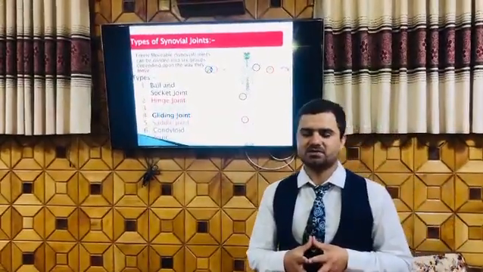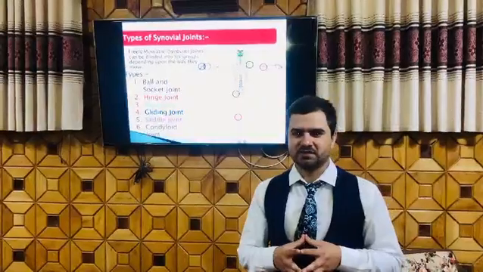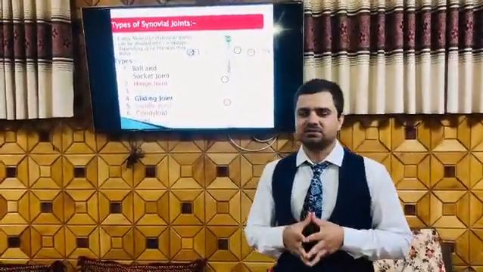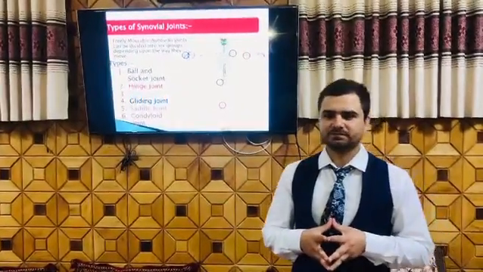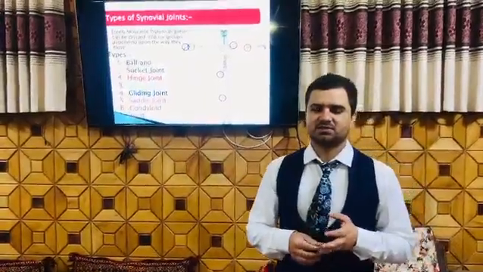A ball and socket joint is a type of joint in which a ball-shaped end fits into a cup-like depression in another bone. Examples of the ball and socket joint are the shoulder and hip.